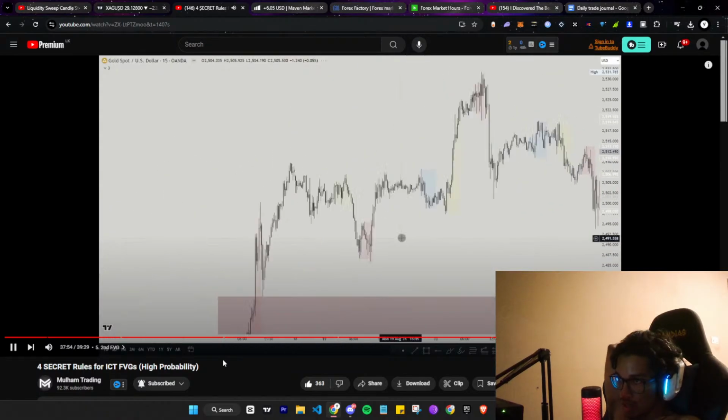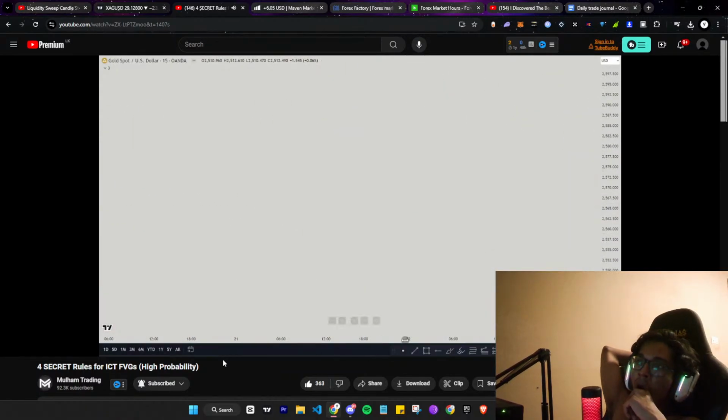The last confluence that we have, and that's the sixth one, is the third candle. This can actually be a model by itself, the second fair value gap entry. Actually, I do have a full video about this if you want more information.